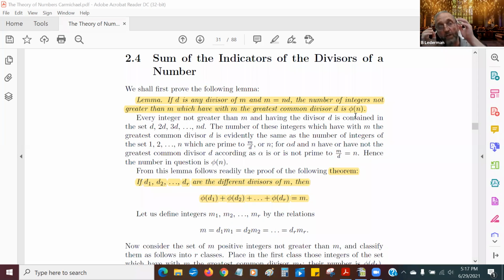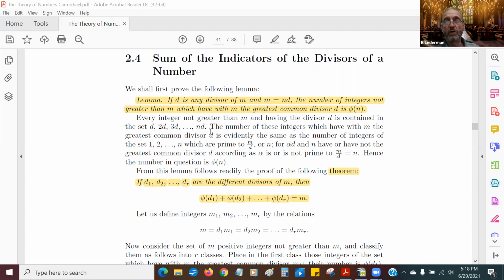Now why is that? It's because every integer that's not greater than M having the divisor D is contained in the set D, 2D, 3D, up to ND. These are all the multiples of D until you hit M itself, because ND is equal to M itself. Remember, that was the whole definition here. Now, the number of these integers which have with M the greatest common divisor D is the same as the number of integers in the set 1, 2, 3, up to N, which are relatively prime to M over D. And you see that from the way this is laid out.